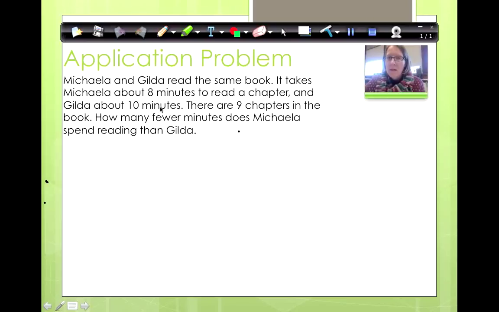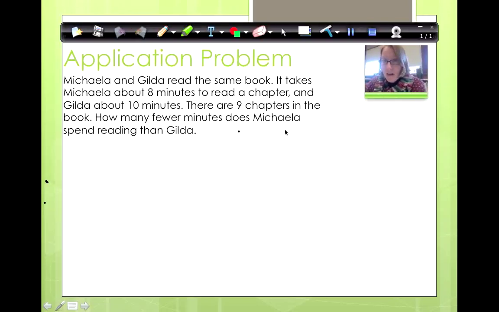Michaela and Gilda read the same book. It takes Michaela about 8 minutes to read a chapter and Gilda about 10 minutes. There are 9 chapters in the book. How many fewer minutes does Michaela spend reading than Gilda? Okay, so we have to find out first how many minutes it takes Michaela, and then how many minutes it takes Gilda.